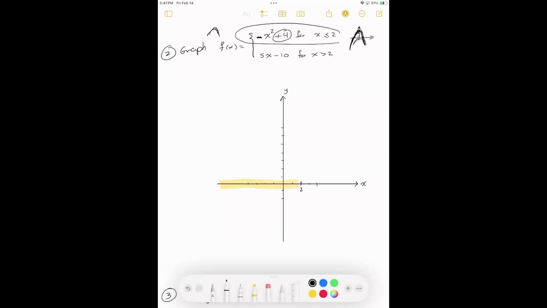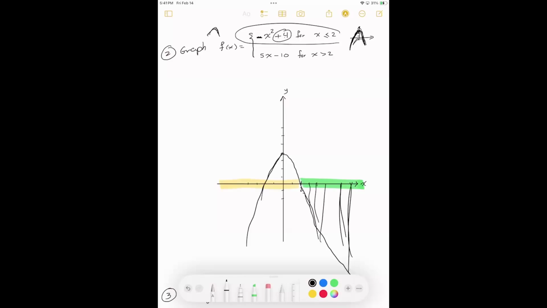So I cannot put this graph for all the x's, like for these x's. I cannot have this graph for these x's because this graph keeps going and going, and I'm not supposed to have that graph for those x's.